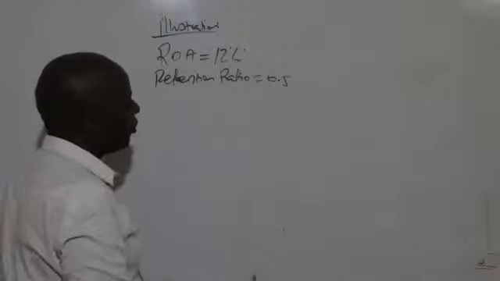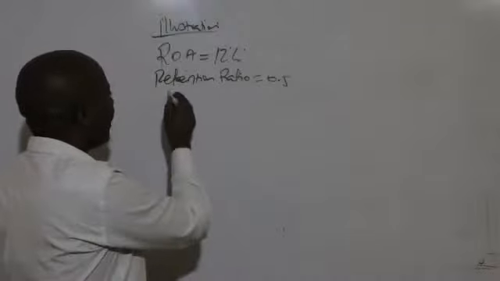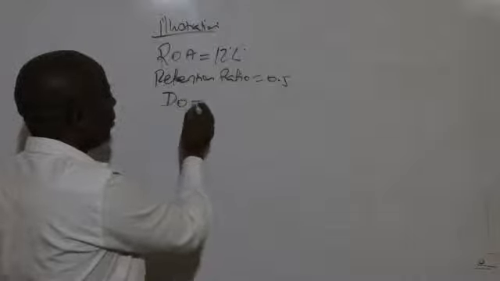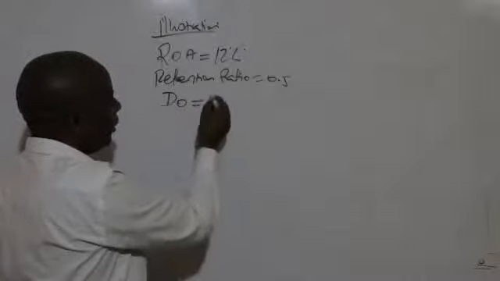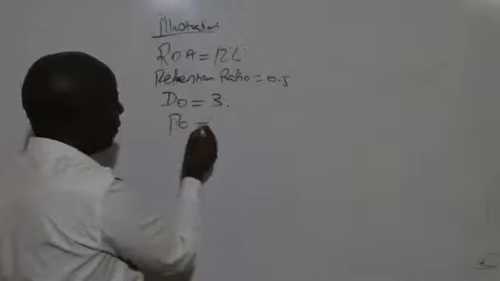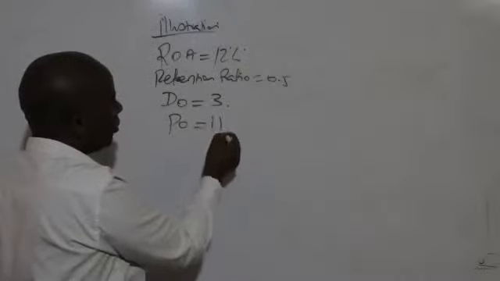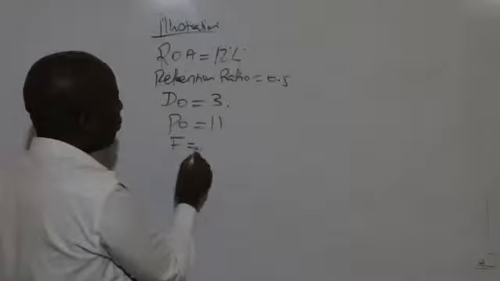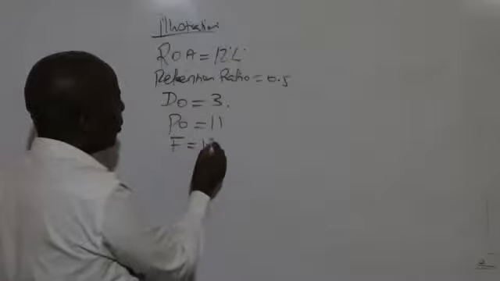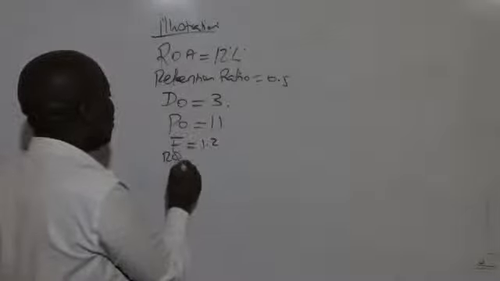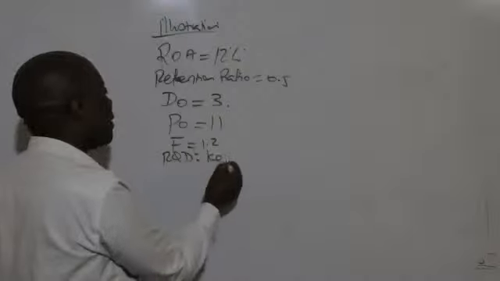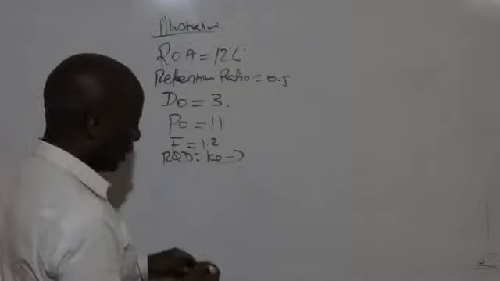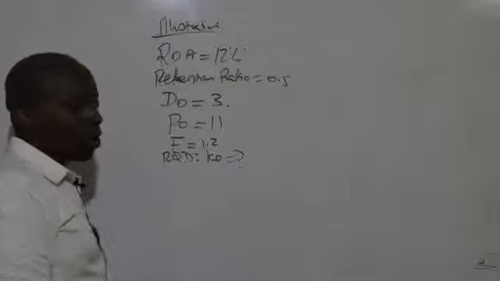And ladies and gentlemen, these guys have given us what we call DO. The DO is 3. Then they have given us PO, which happens to be 11. Then they have given us flotation cost, which happens to be 1.2. And then they want us, ladies and gentlemen, to determine cost of equity.